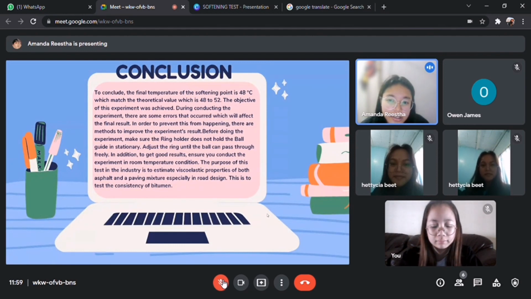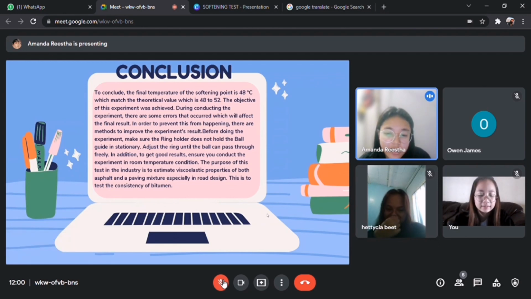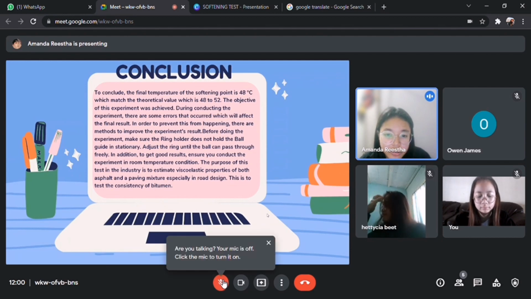During the experiment, there were some errors that occurred which affected the final result. In order to prevent this from happening, there are methods to improve the experiment result. Before doing the experiment, make sure the ring holder does not hold the ball stationary. Adjust the ring until the ball can pass through freely. In addition, to get a good result, ensure you conduct the experiment in room temperature conditions.